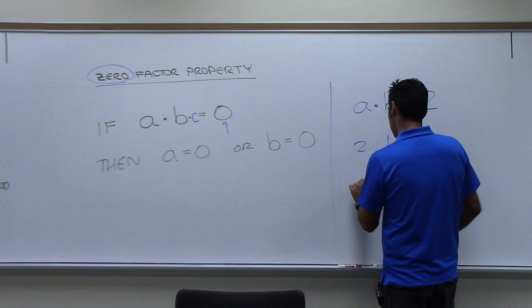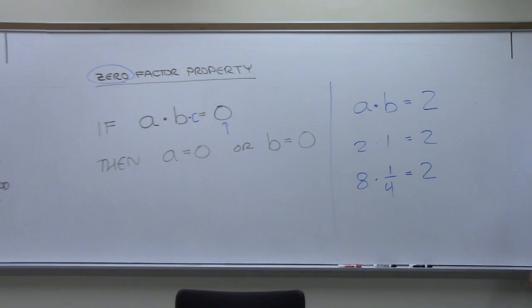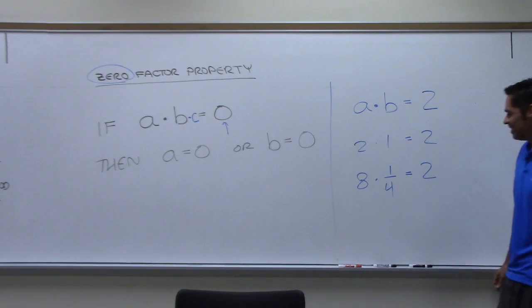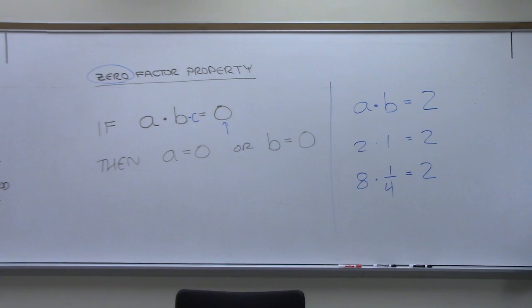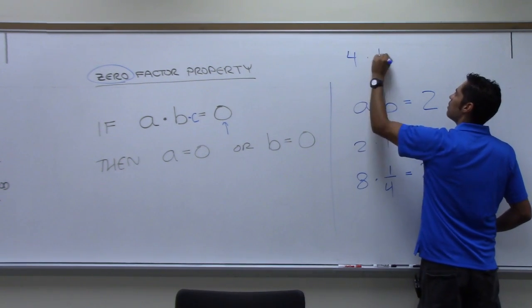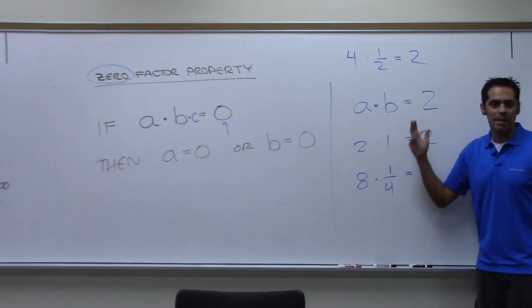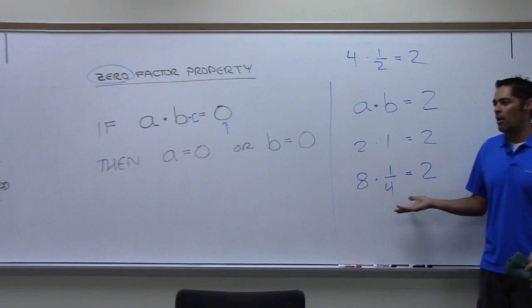Sorry, I'm making lots of mistakes today. 8 times 1/4, or 4 times 1/2, like you said. So 4 times 1/2 is another example. You can sit here all day long and come up with examples of two numbers that multiply to be 2 where neither one of them is required to be 2.